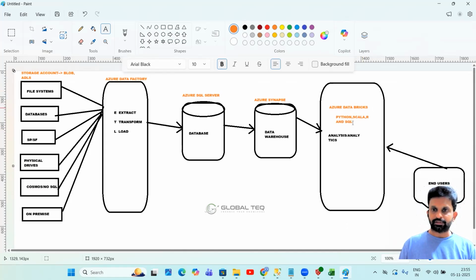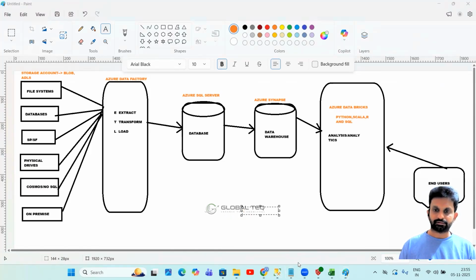So whatever results are shared here will be used by the end users. If you observe the services here, the storage account helps you to store the data, Azure Data Factory performs the ETL activities, Azure SQL Server stores the data, and Azure Synapse is used to build a warehouse on top of the source data systems. And finally, we are going to use Azure Databricks to predict the analytics and do some analysis on top of the data which we are processing from the customer.